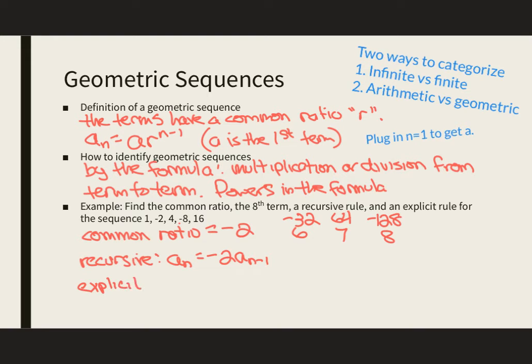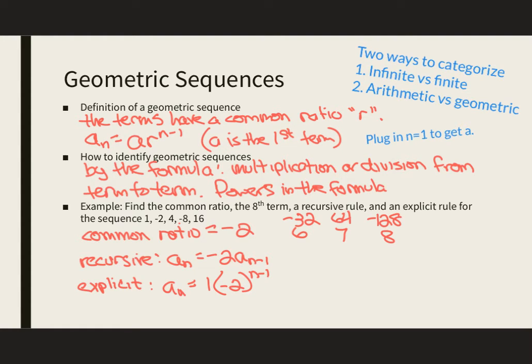All right, the explicit rule is this. a sub n is equal to the first term, which is 1, times (-2) to the n minus 1. Be careful to put parentheses around the r, because you don't officially multiply 1 by -2 first. For example, if 1 was actually 5, this doesn't become -10. We have to raise this to the power first because of the order of operations, and then multiply by that number there.